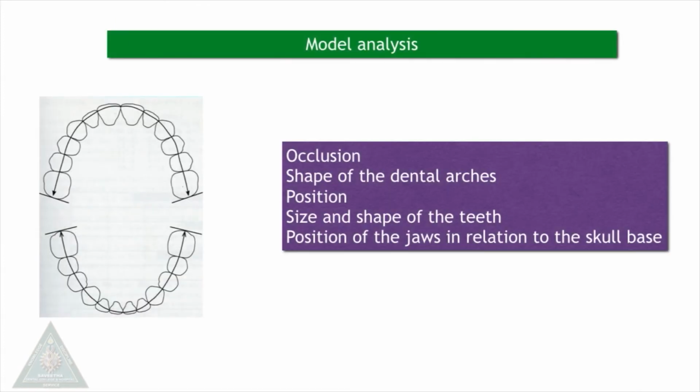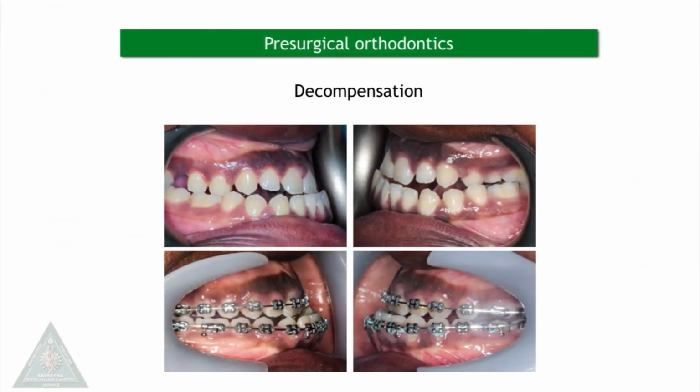The patient's dental models are analyzed and the occlusion is checked, the dental arches, the position of the teeth, the size and shape of the teeth, and the position of the jaws in relation to the skull base are checked. Presurgical orthodontics helps in decompensating the occlusion and getting the patient ready for surgery.